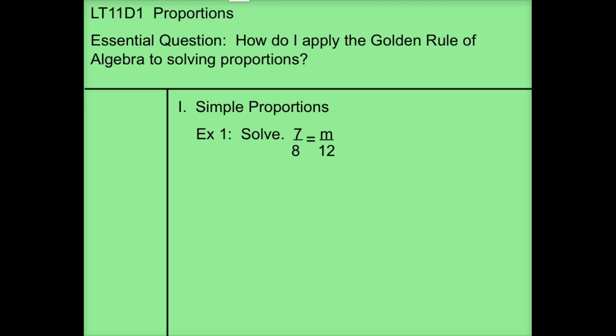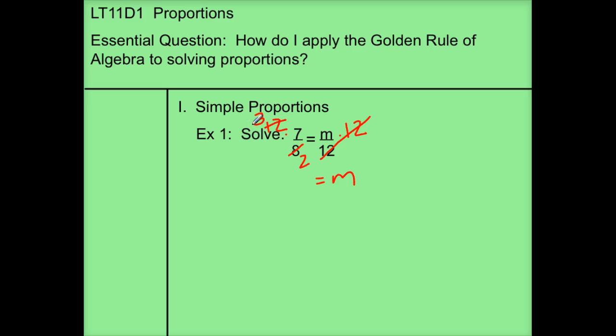So our first proportion, we have our variable divided by 12. So in order to cancel that division, we're going to multiply both sides by 12. So of course, on the right-hand side, our 12s cancel, leaving us with m, which is what we want to solve for. And on the left-hand side, 12 and 8 both have a common factor, so I can divide them both by 4. 8 divided by 4 gives me 2. 12 divided by 4 gives me 3.